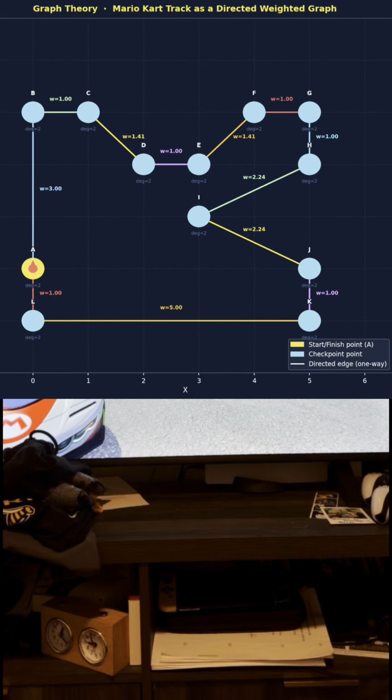Now that Mario has finished racing, let's take a look at the whole graph again and analyze it using graph theory. The path Mario took around this track is a connected graph. That's easy to see. No isolated edges, every checkpoint is a vertex, and each segment Mario drove on is an edge.